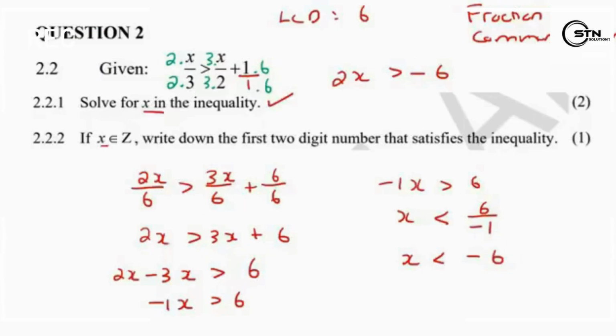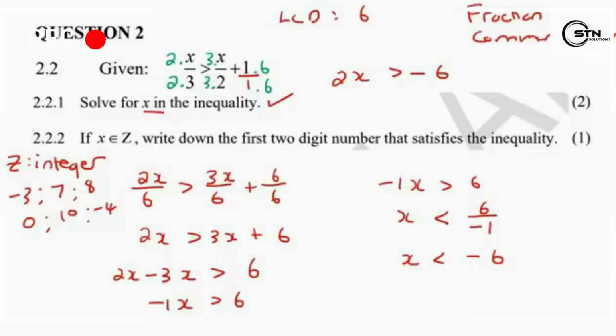Now it says if x is an element of z, remember the z means integer. What is an integer? An integer is any number like -3, 7, 8, 0, 10, -4. It's all of the negatives and positives, but it's not numbers with decimals and things like that. So it says if x is an integer, write down the first two-digit number that satisfies the inequality. So listen to this carefully. What is it saying? It says that x, so let's write this down.